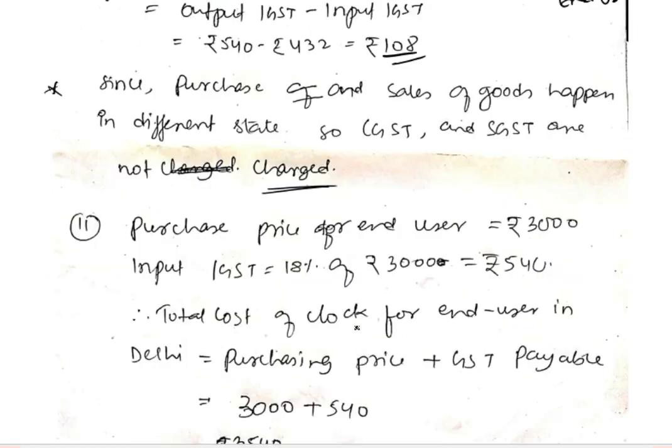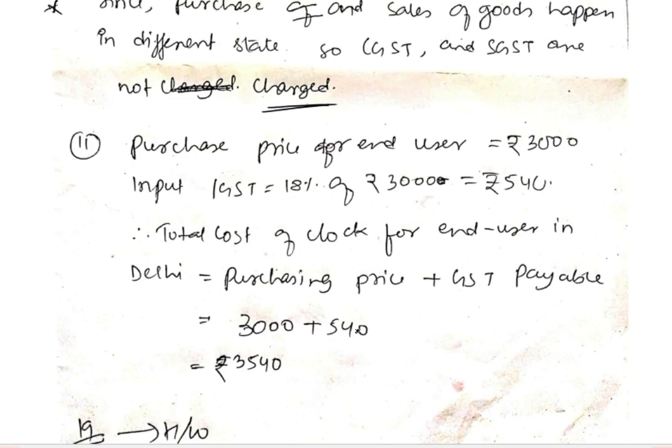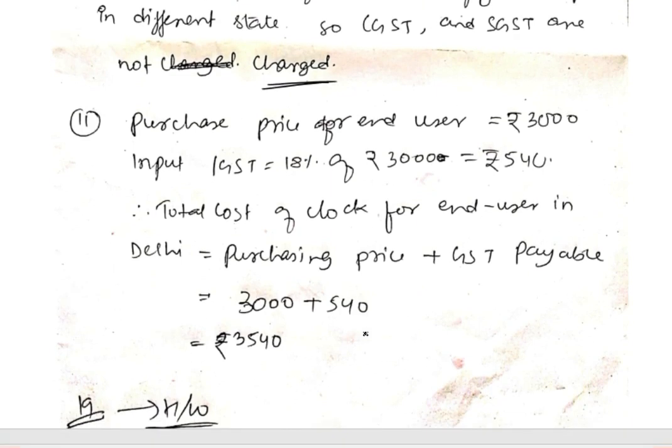Okay. And in the second part, the total cost of the clock for the end user. How to find the total cost? Total cost will be the purchasing price plus GST payable. So what is the GST payable? That is the IGST. So the purchasing price was 3000 and the GST payable will be 540 on this price. Okay. So the answer is 3540. I think it is clear.